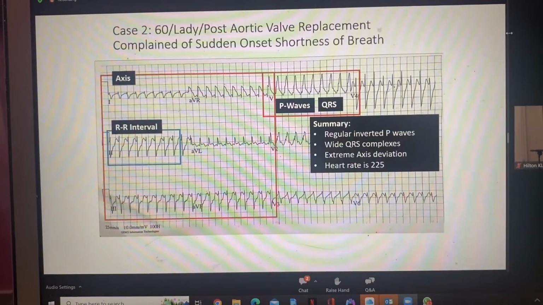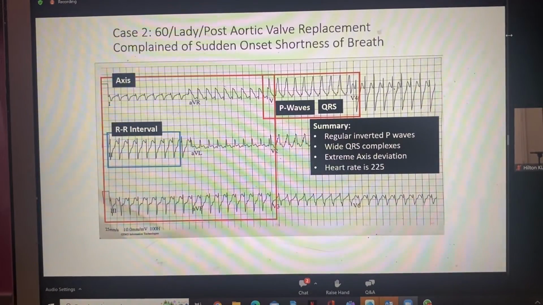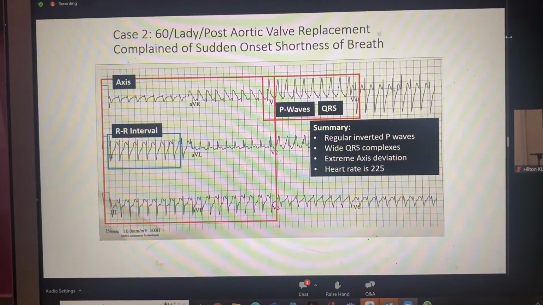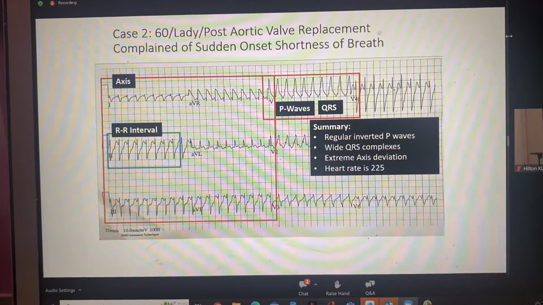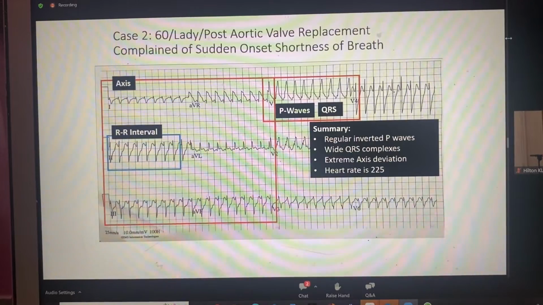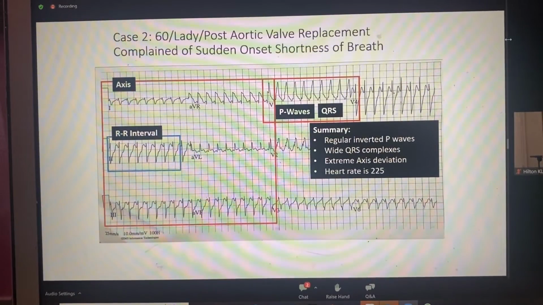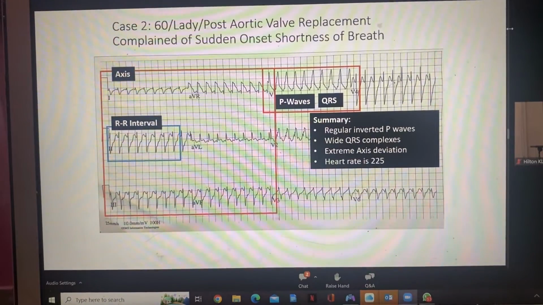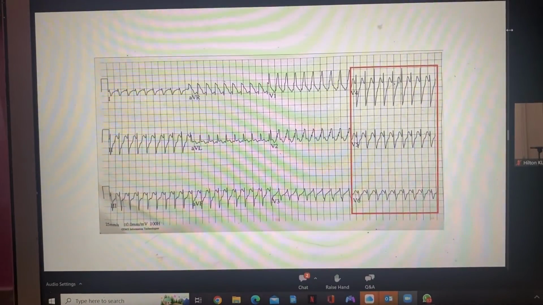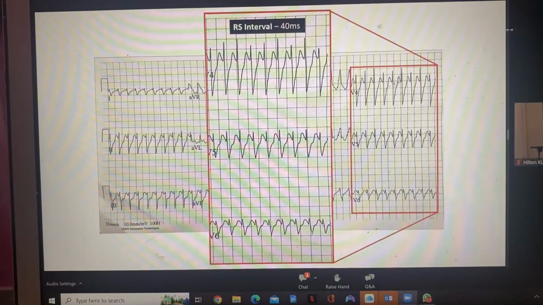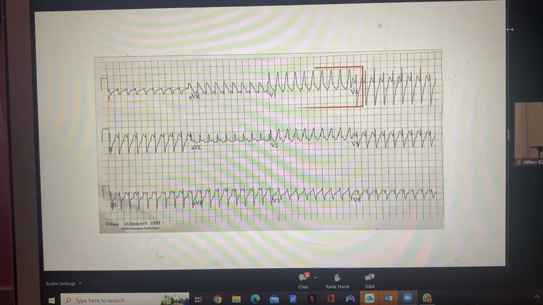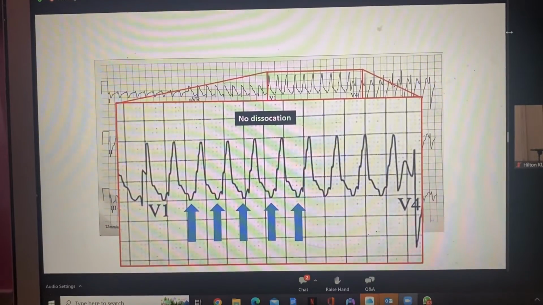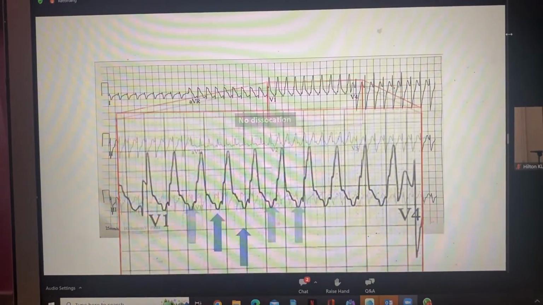So there's a P wave, there's a QRS. The P wave is regularly inverted, so there is no VA dissociation. There's some sort of connection, so 1-to-1 conduction, and extreme axis deviation, heart rate 225. In this sort of patient, the RS interval is about 40 milliseconds, and there is no dissociation, as I said.